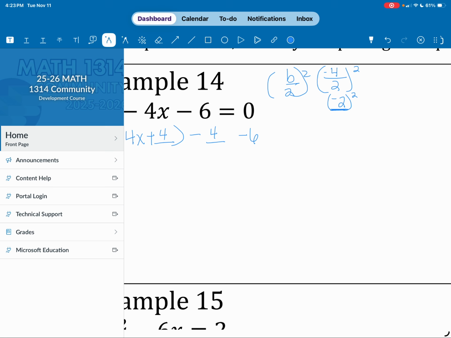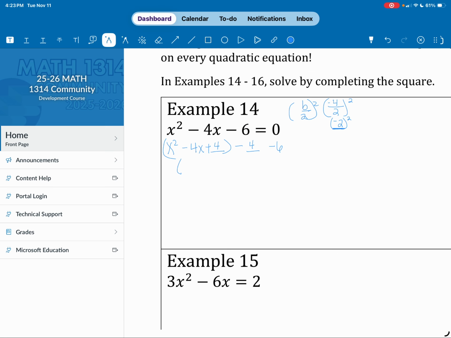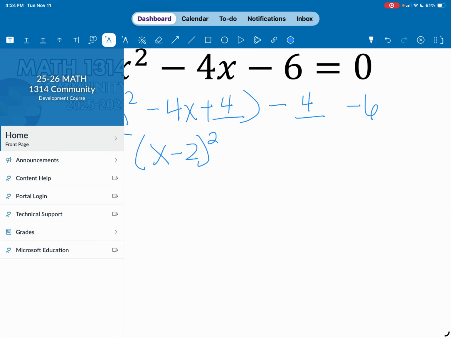This is what you're going to use as your factor. So we would have x minus 2 squared. I don't know if you picked up on that, but whenever you do b divided by 2, that is now your factor. So we have x minus 2 squared, and then negative 4 minus 6 gives you negative 10.